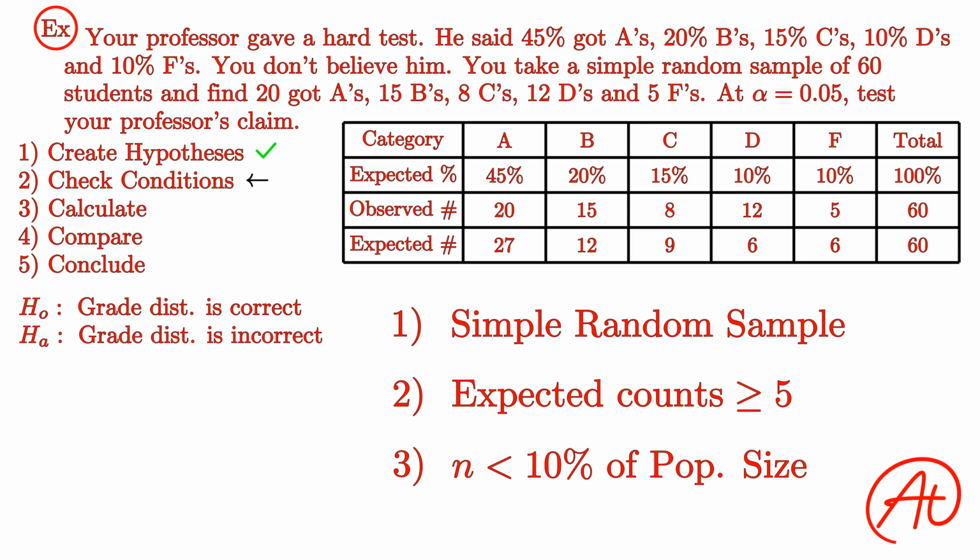Going through these for our problem, the question states that you take a simple random sample, so that checks off the first condition. Next, when we calculated the expected counts for each category, we found each of them to be greater than or equal to 5, so that checks off the second condition. Lastly, let's assume there are more than 600 students taking this class, so that the sample size of 60 is less than 10% of the population size, and that checks off our third condition.